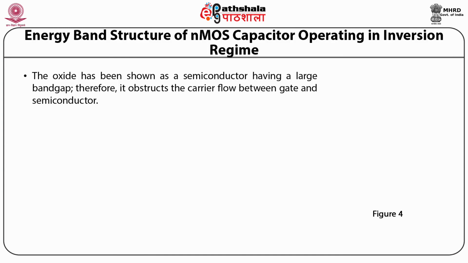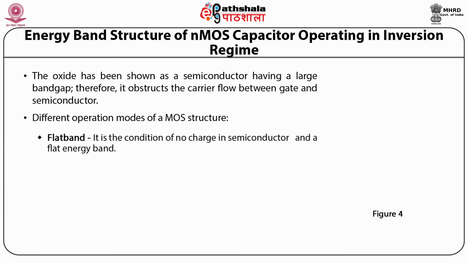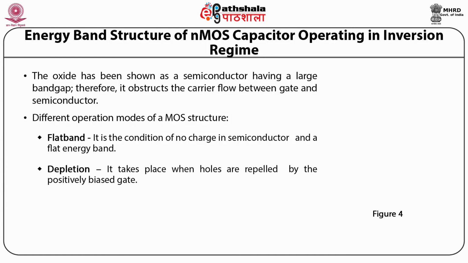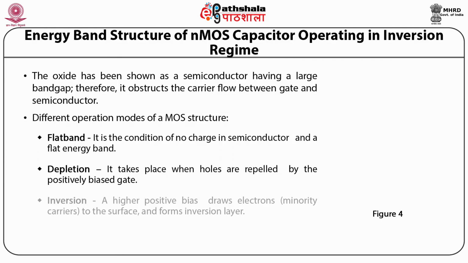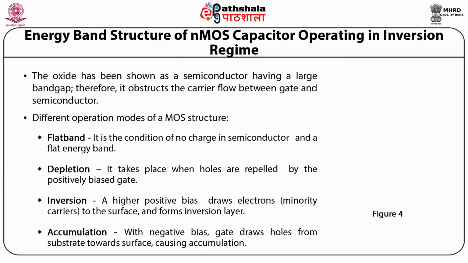Thus, we have studied that there are different operation modes of an MOS structure: flat band, depletion, inversion, and accumulation. Flat band is the condition of no charge in semiconductor and a flat energy band. Surface depletion takes place when holes are repelled by the positively biased gate. A higher positive bias draws electrons, which are minority carriers, to the surface and forms inversion layer. With negative bias, the gate draws holes from substrate towards surface, causing accumulation.